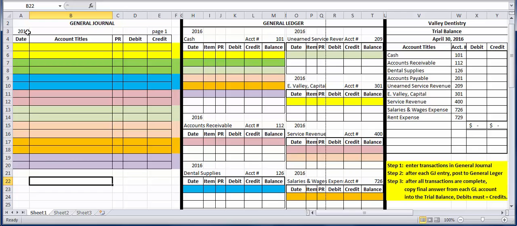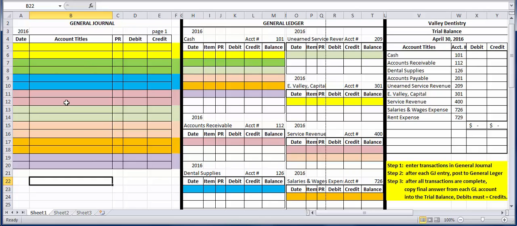We're going to use the current year, 2016. If you're working out of the textbook Accounting Principles, 12th edition by Wiley, you can turn to page 84 and follow along. If not, just listen carefully and I'll explain what the question says, and you can see the moves that I'll be making. So the problem starts off by saying Emily Valley is a licensed dentist. During the first month of operation of her business, the following events and transactions occurred.